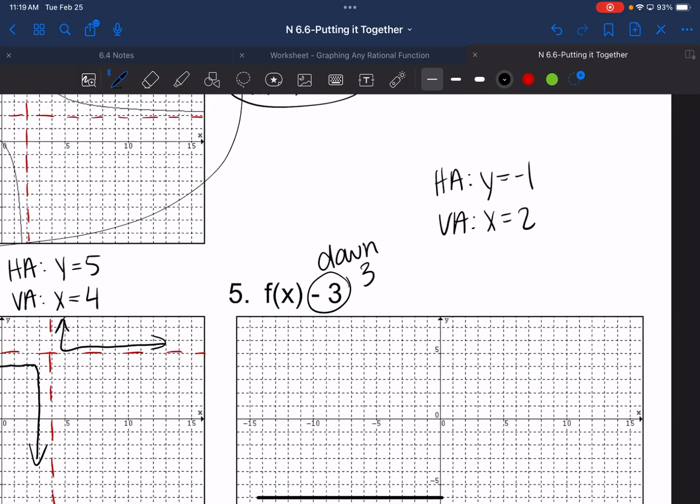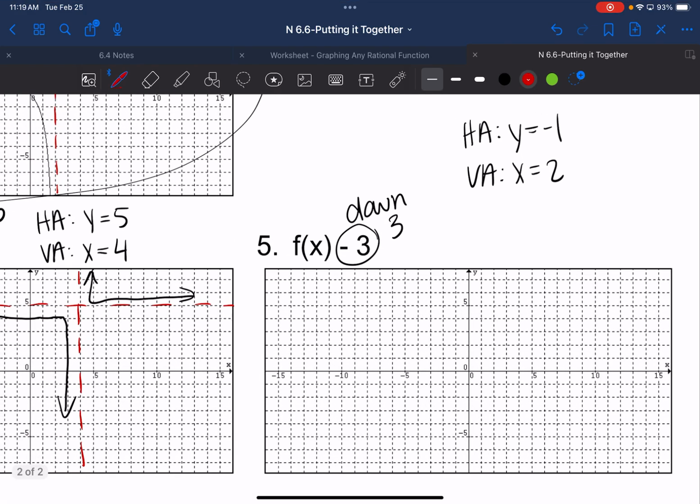All right, and I'm not going to change anything about the vertical because they did not say to shift left or right any. So I'm now going to draw a vertical asymptote at 2 and a horizontal asymptote at -1. Again, we didn't have any negatives, so nothing's going to flip around. This piece should stay in this section, and this piece should stay in this section. All right.